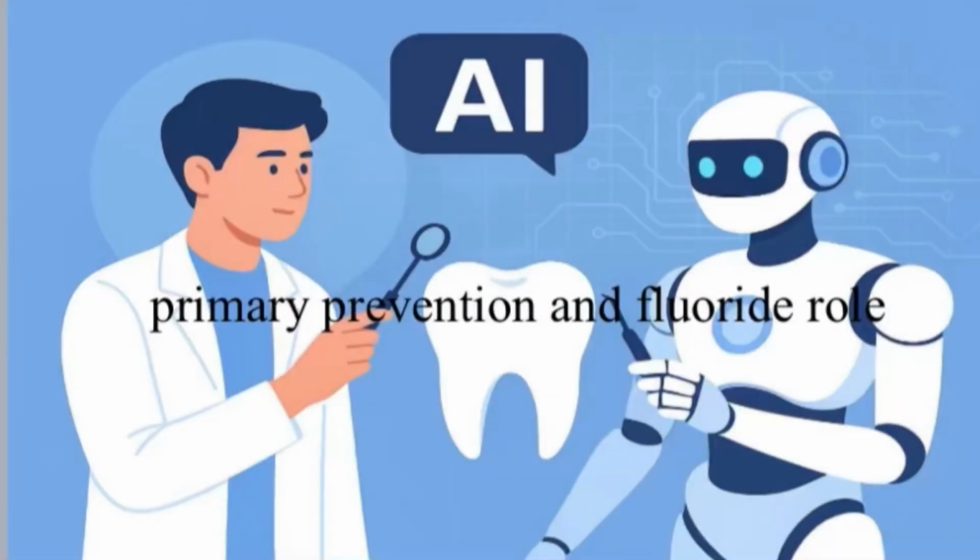Primary prevention is the cornerstone of modern dental public health, aiming to stop disease before it begins rather than simply treating its consequences. In dentistry, this approach focuses on maintaining a healthy oral environment, controlling risk factors, and empowering individuals and communities through education, behavior modification, and preventive interventions. Among all preventive measures, fluoride remains the most effective, evidence-based agent for reducing dental caries worldwide.